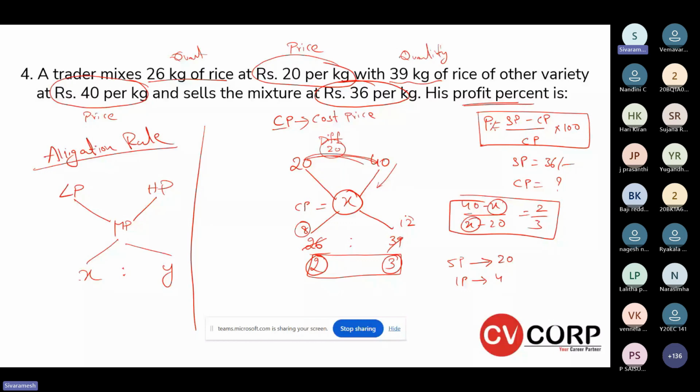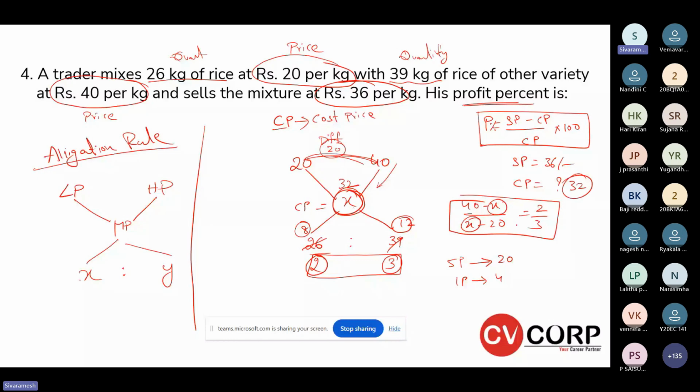So obviously x value should be greater than 20 and less than 40, because it should be the median value of lower and higher. So if I want to get the x value, I should add 12. So 20 plus 12 is 32, or else you can also take from the left side, 40 minus 8 is also 32. So we got to know that the cost price is 32.